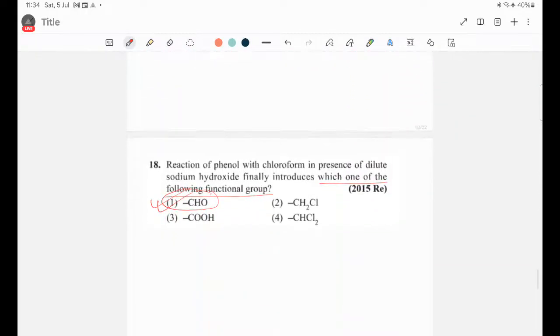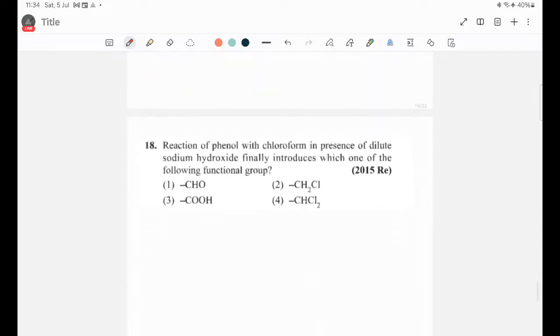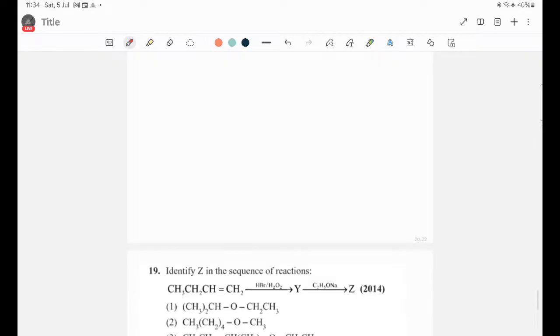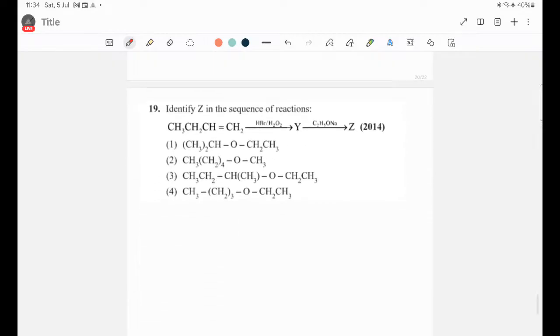See that question number 18 can be answered within 5 seconds, because if you know the mechanistic approach or the conceptual part, you can do this question within 5 seconds too. Now coming to question number 19.